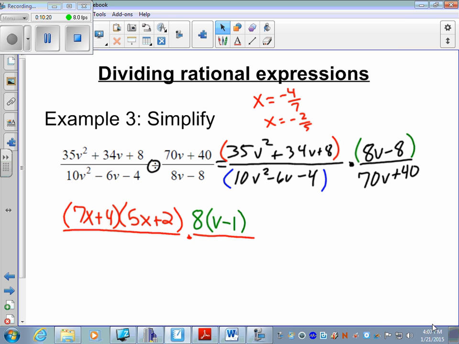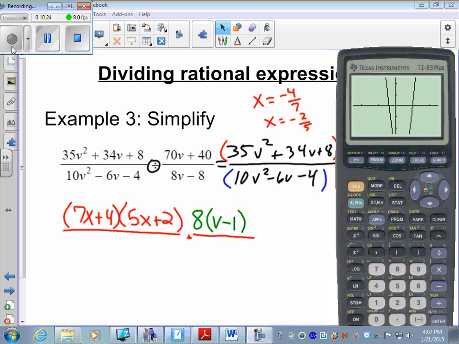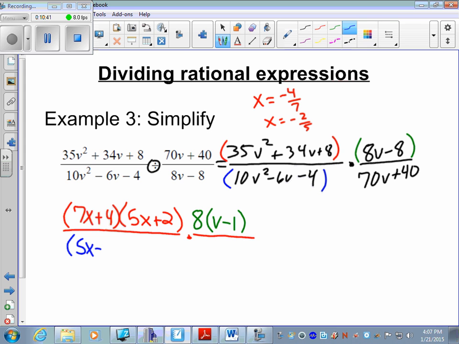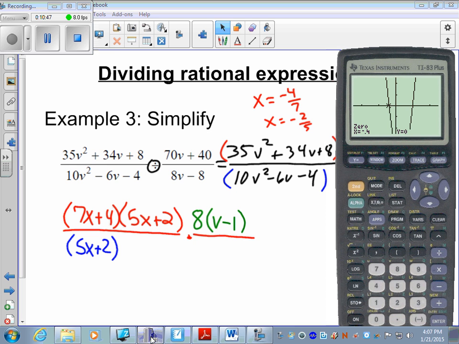Okay, I have it zoomed in. Second trace, 0. Left bound, right bound. Yes. Negative 0.4, we've dealt with this. This is negative 2/5, which is 5x plus 2. Next. Trace 0. Left bound, right bound, and 1. So that's x minus 1.